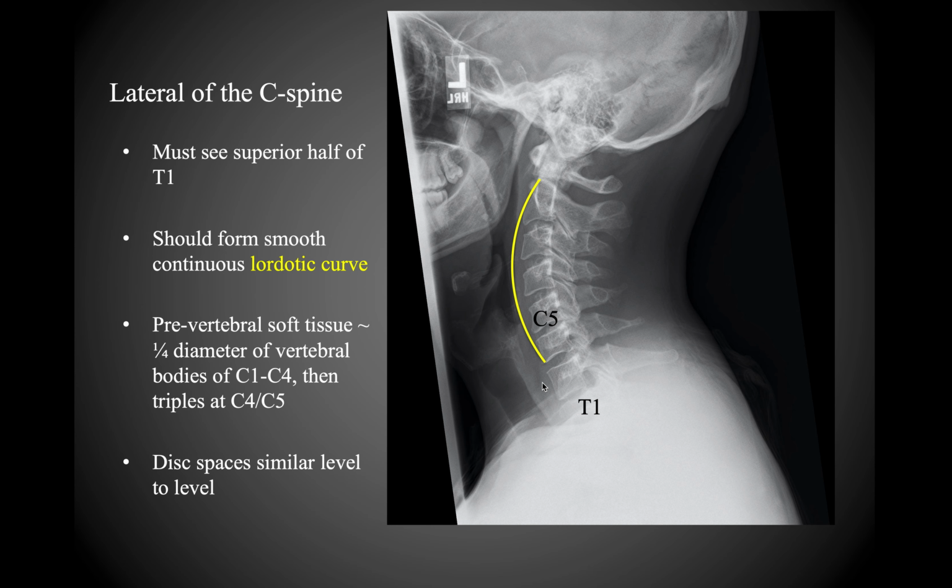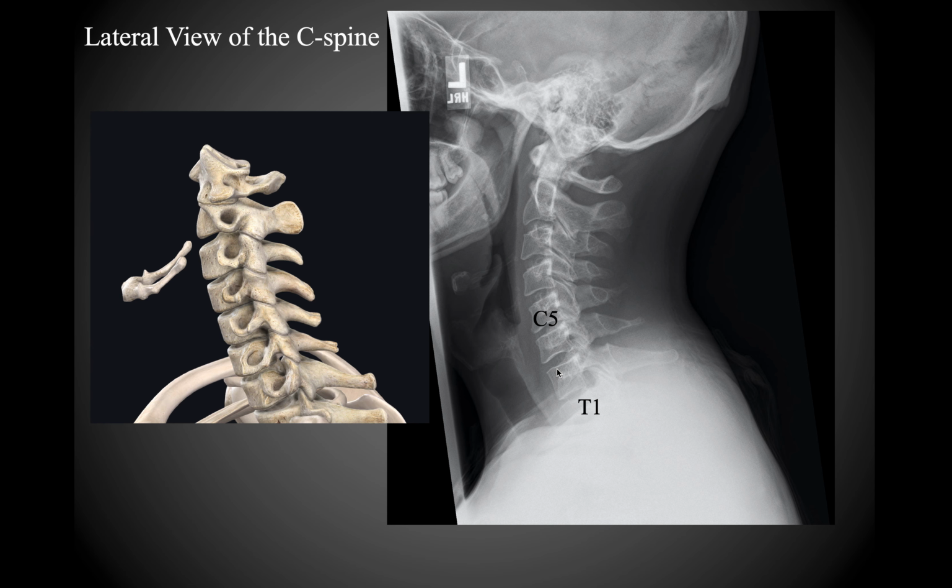Oh, and then remember that disc spaces should be similar level to level. So when you look at each intervertebral disc, you should not notice a significantly different spacing from one level to another. All right, and then again, here we have another view from Complete Anatomy, looking at a lateral view, and so this just gives you a sense of what you're looking at.